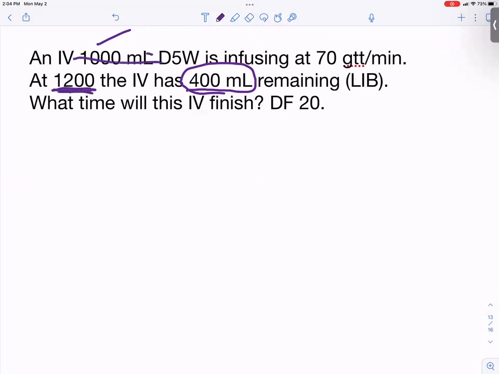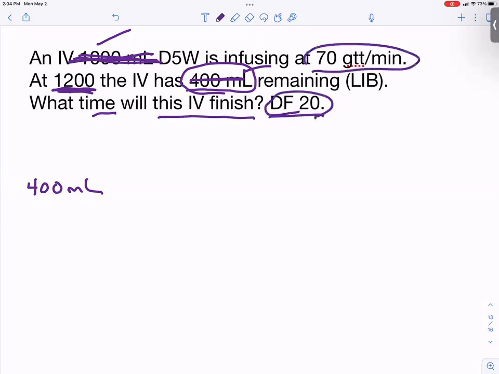So I don't care that they started with 1,000. I'm worried about when I'm there assessing the patient, because if there's only 400 milliliters when I walk in, I need to know when that bag is going to be empty. So Professor K walks in and there's 400 milliliters. So that's my starting point. And this is asking us, what time will this IV finish? Drop factor 20. It's going at 70 drops a minute.